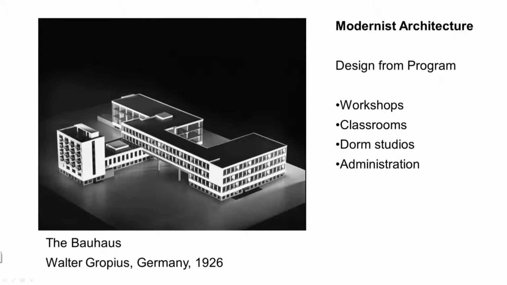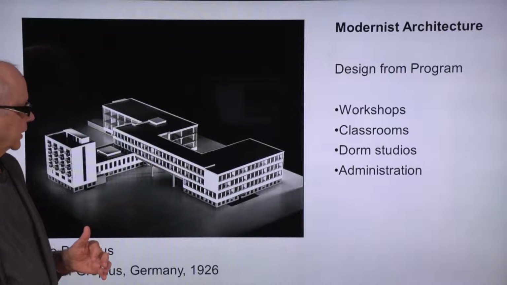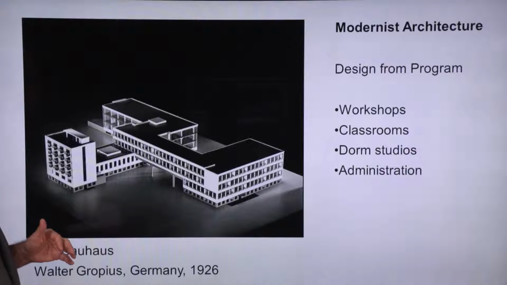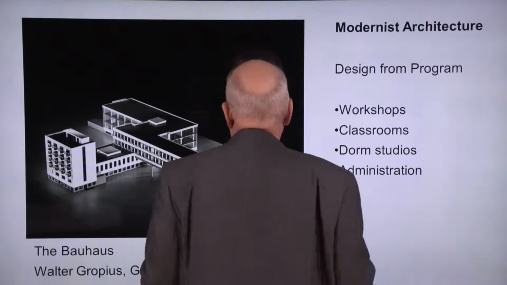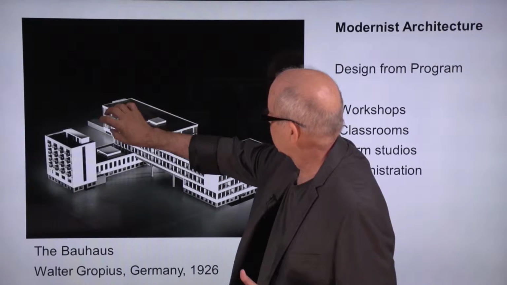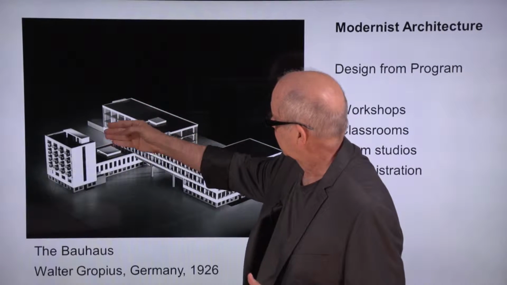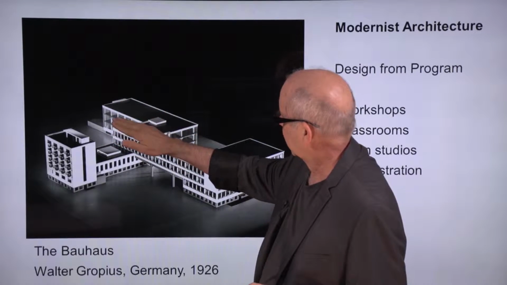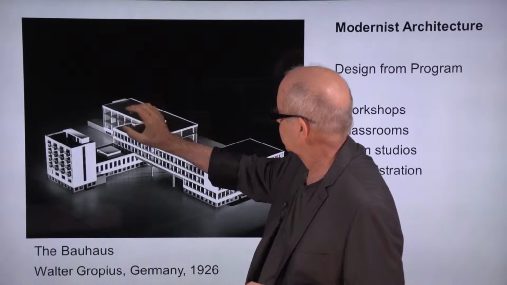Now, let's contrast that with modern architecture. So here we have Walter Gropius's Bauhaus building. He has workshops, classrooms, dorm studios, and administration. So here are the workshops. They look like a factory. Floor-to-ceiling glass, giant heavy concrete, big slabs.